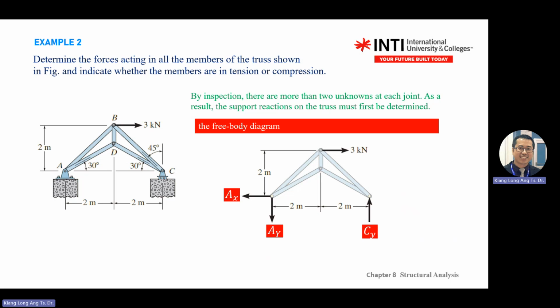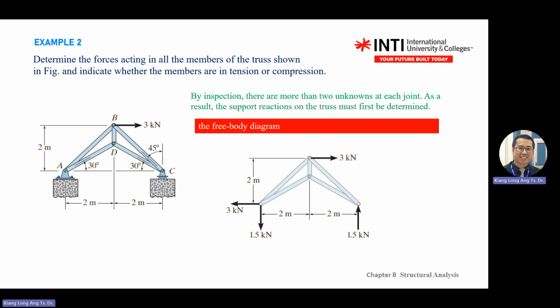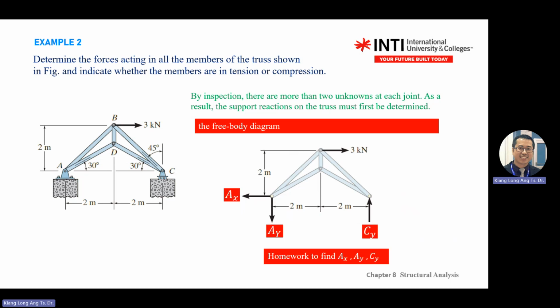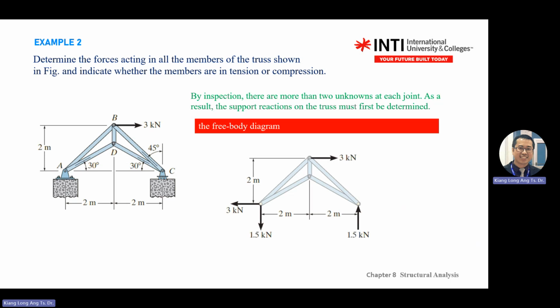Okay, so your homework. Wait, not 0. There's a value for CY. CY is not 0 because there's a moment force there. You put your hand here. CY actually generates moment here. So 3 multiply 2 and CY multiply 4 must equal 0. So not 0. Not 0. So just your homework. So you arrive at these 4 values.